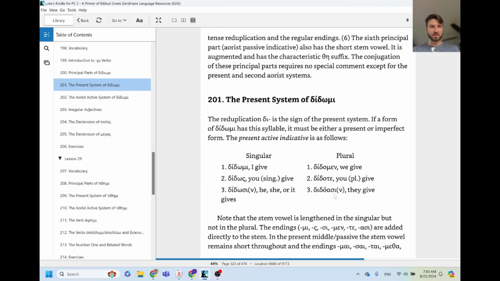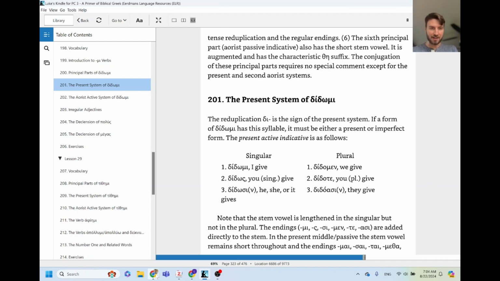Only a handful of words have the forms that are mi verbs. Didomi is a very common word. There are lots of words in the New Testament that are mi verbs, but there's only a handful of forms or words that form this way, so we have to learn them.